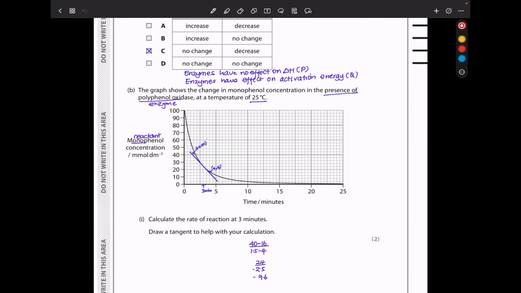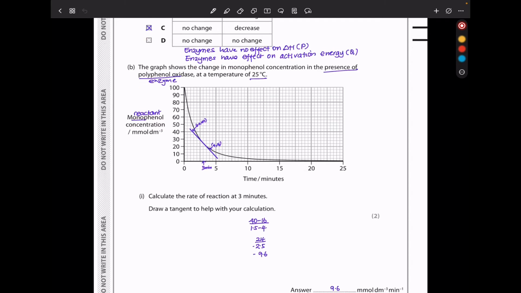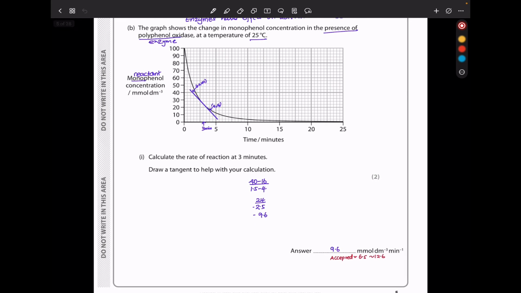In part B, the graph shows the changes in monophenol concentration in the presence of polyphenol oxidase at temperature 25 degrees Celsius. On the vertical axis, we see the reactant concentration, and on the horizontal axis, we see time. We see as time increases, the concentration of the reactant decreases. So the first part here says calculate the rate of reaction at 3 minutes. They want you to draw a tangent to help you with your calculation.